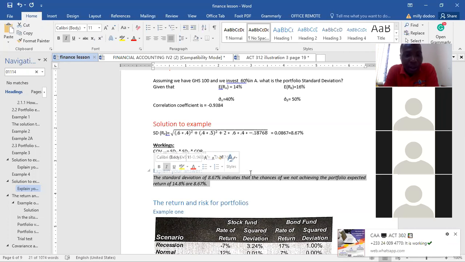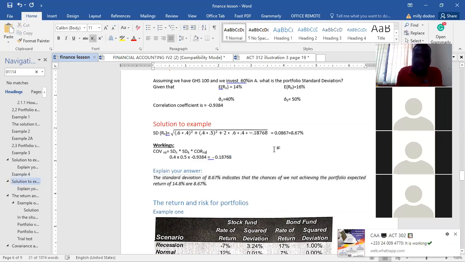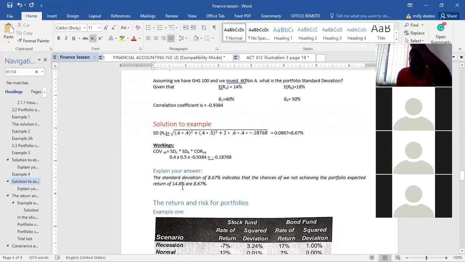Last time we came across an illustration like this, and the portfolio expected return we calculated was, is it 9% or so, something of that sort? No, the return was 14.8, and then we said the standard deviation indicates that the chances of us not achieving the portfolio expected return of 14.8 is 8.67. So the standard deviation or the risk tells us the chances of us not achieving the portfolio expected return. Is that right?